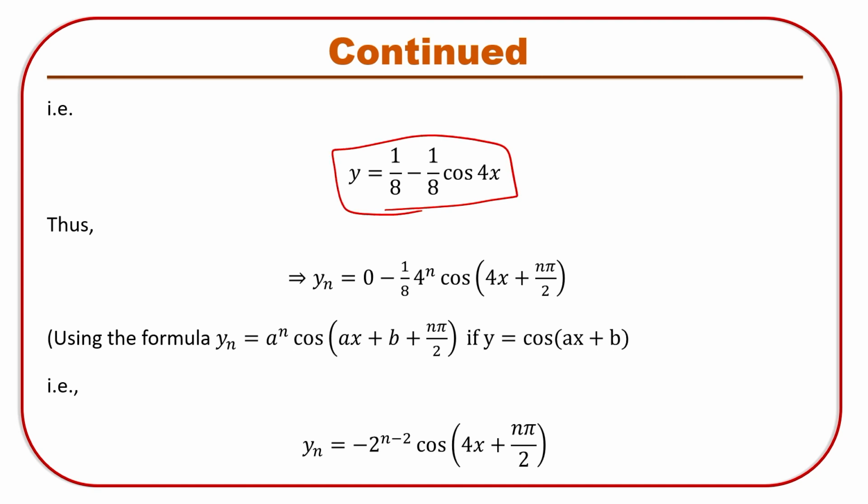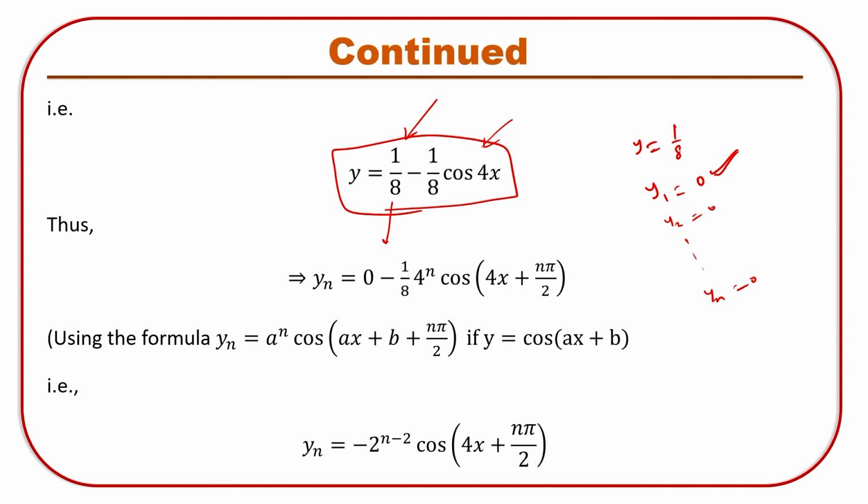Now, as you can see, single trigonometrical function exists. One is the constant, that is 1/8, and the other is cos 4x. And we knew the nth derivative of y equal to cos of ax plus b, so we are going to use that directly. So, for y equal to 1/8, y1 equal to 0, y2 equal to 0, and so on. So, yn equal to 0 after the first one, since the derivative of a constant is nothing, the nth derivative is going to be 0.